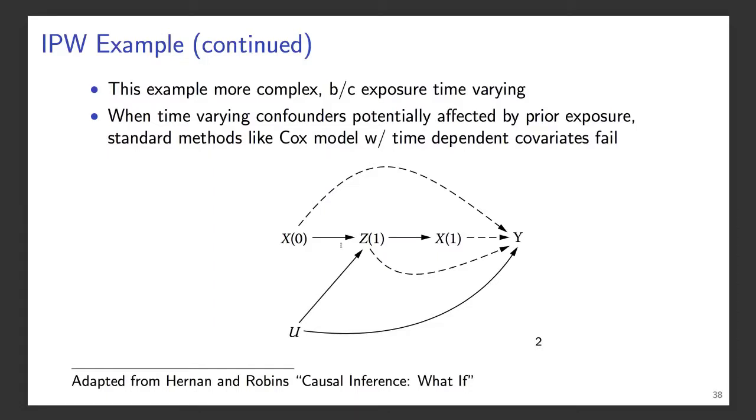And so in this case, this graph could represent a randomized experiment in that there are no arrows into X0, which would indicate that we've randomized at baseline, and the only arrow into X1 is from Z1, so maybe randomization at the second time point depends on observed covariates. But the point here is that if you think about traditional methods, like say fitting a Cox model with time-dependent covariates, it's not going to adjust for confounding, even in this simple situation, because the time-varying confounder here, Z1, is affected by prior exposure.